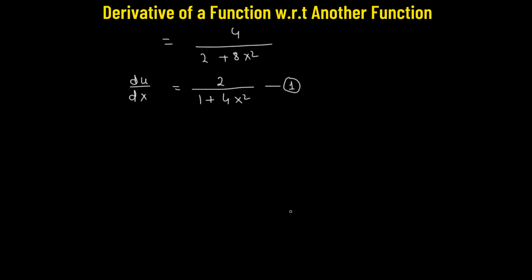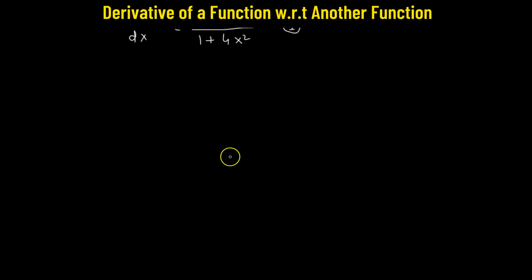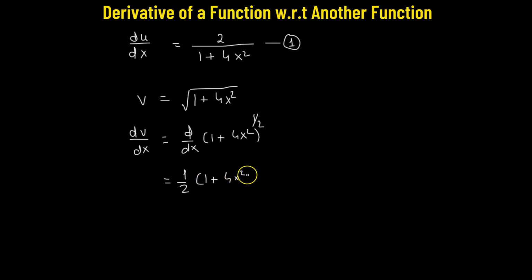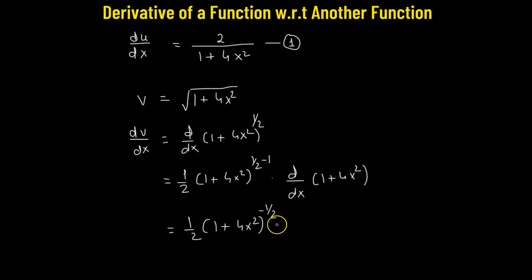Next, we will take the derivative of v with respect to x, the square root of 1 plus 4x squared. Taking its derivative with respect to x is equal to the derivative with respect to x of (1 plus 4x squared) the whole raised to the power of 1/2. So this will be equal to half multiplied by (1 plus 4x squared) raised to the power of half minus 1, multiplied by the derivative with respect to x of 1 plus 4x squared. So here we have applied the chain rule. That gives us half multiplied by (1 plus 4x squared) whole raised to the power of negative half times the derivative with respect to x of 1 plus 4x squared.